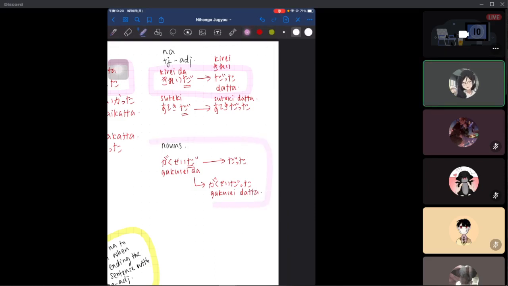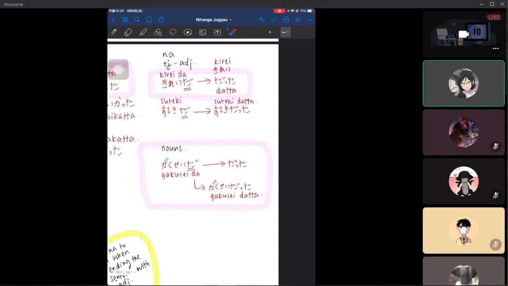So now it's quite easy. For example, another noun would be sensei. If you want to say I am a teacher: Watashi wa sensei da. But if it's past tense, I was a teacher: Watashi wa sensei datta. You use this one, datta. So this is how you conjugate it into past tense short form.